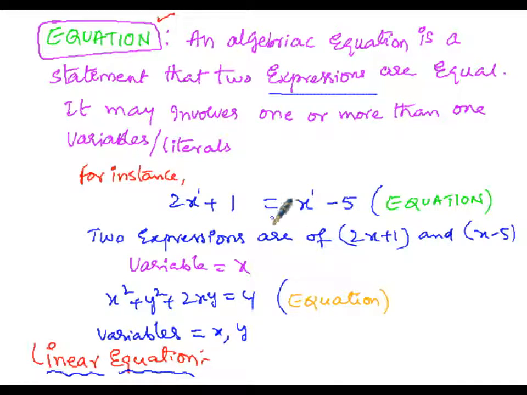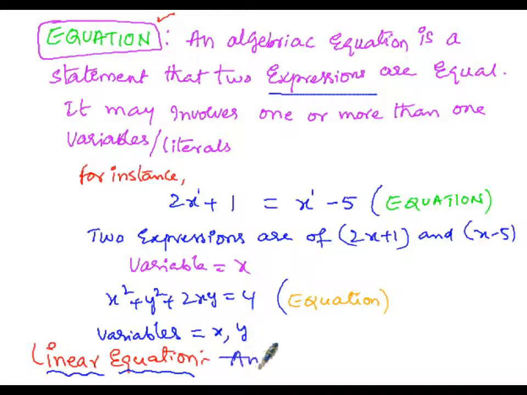With the highest power, or degree, as 1. So the highest degree of the variable is 1. If the variable is x and its degree is 1, it will come under the linear equation.